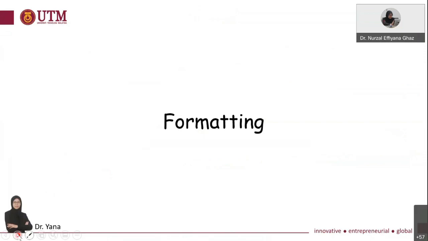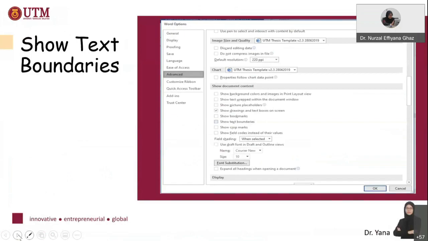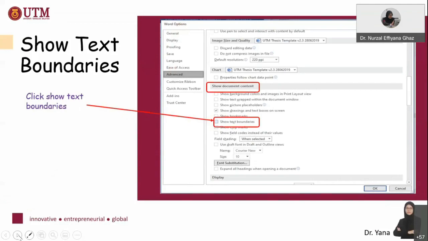Okay, so now, sometimes I like to show the text boundaries. I want to have this word to help me. So you go to the file options, and go to advanced. Previously, you clicked customize ribbon, right? So this is the same step, but you click advanced. When you click advanced, under show document content, you click show text boundaries. Is it clear?